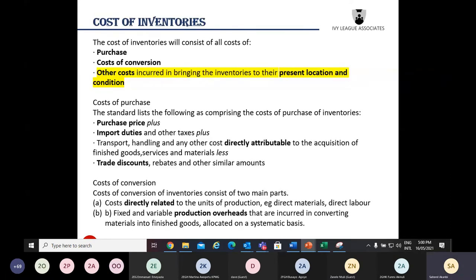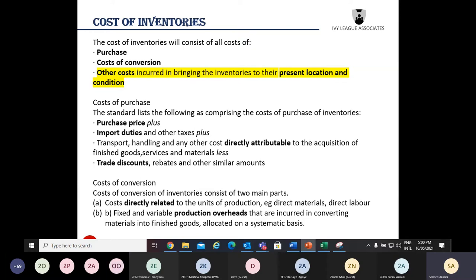Based on the measurement of inventory, there are two components to the measurement. Number one, we have the cost. And number two, we have the net realizable value. So let me pick the cost. Cost of inventory can be broken down into two. Number one, I can have cost of inventory that are manufactured by an entity.